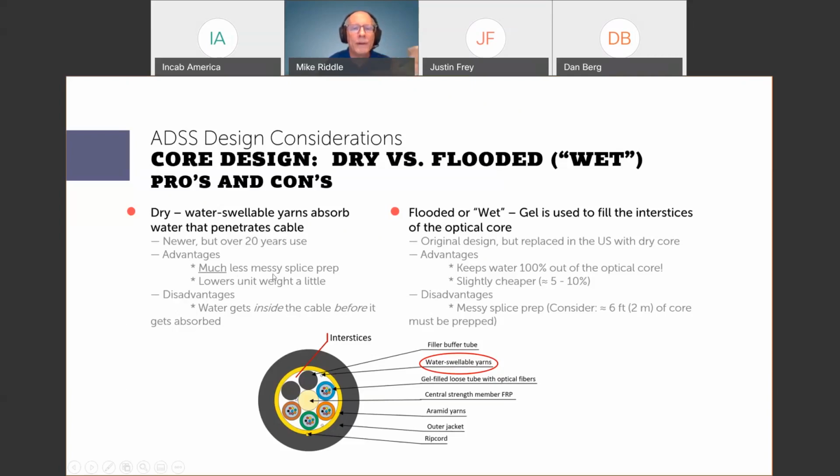But it greatly reduces the mess of splice prep, and it does lower the unit weight a little. I don't know that that's significant. And these, although newer, they've still been around for 20 years, so they have a track record, a proven track record in the field.